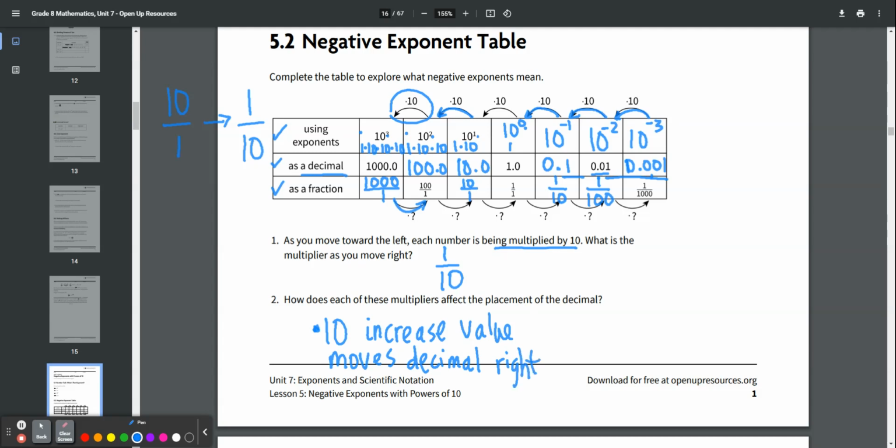Okay. So times 1/10 is something that's going to decrease the value. And we talk about decreasing the value by a factor of 10 by moving the decimal left. So we see that as we decrease, we actually follow the same pattern as the number line, where as we decrease, the numbers move left, and as we increase, the numbers move right. So there's the thought for that section.